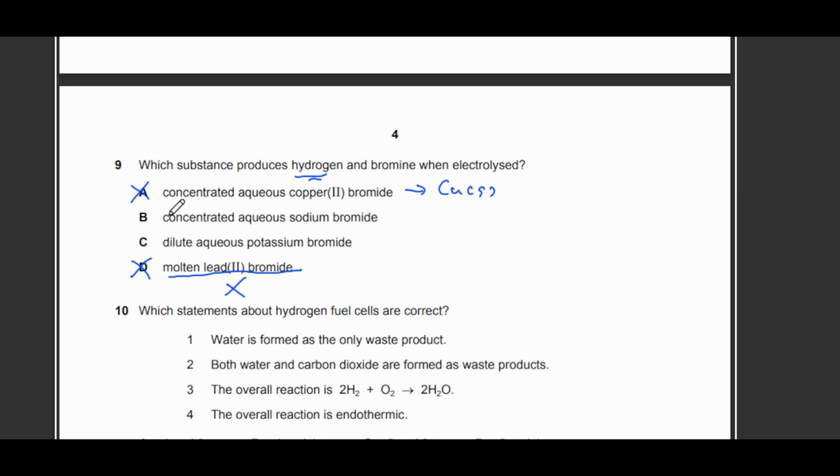Okay, now between B and C, the difference here is that one is concentrated and one is dilute. And to produce bromine, you want to have a concentrated solution. Okay, because if you have a dilute solution, you'll instead produce oxygen. Because there is too much water, you'll produce oxygen instead of the halogen, right? So this is also the case for chlorine, right? So whenever you want to produce the halogen, you want to make sure the solution is concentrated. So the answer is B.